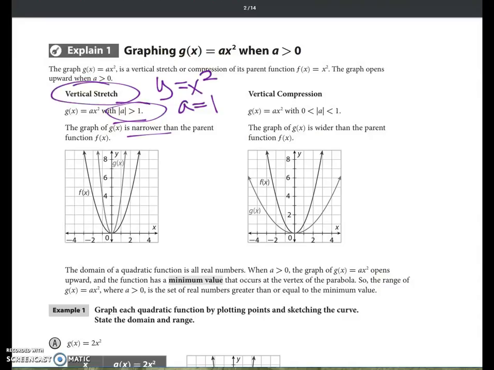Okay? Now, when a is a value that is between 0 and 1, then you're going to get what we would refer to as a vertical compression of that parent function, and that would mean that the graph is going to get wider. The parabola is going to get wider than it is for the parent function. Okay? And in addition, when a is greater than 0, when a is a positive number, that means that the vertex is going to be a low point on the graph, and therefore it will be a minimum value. It will represent a minimum value of the function. Okay?